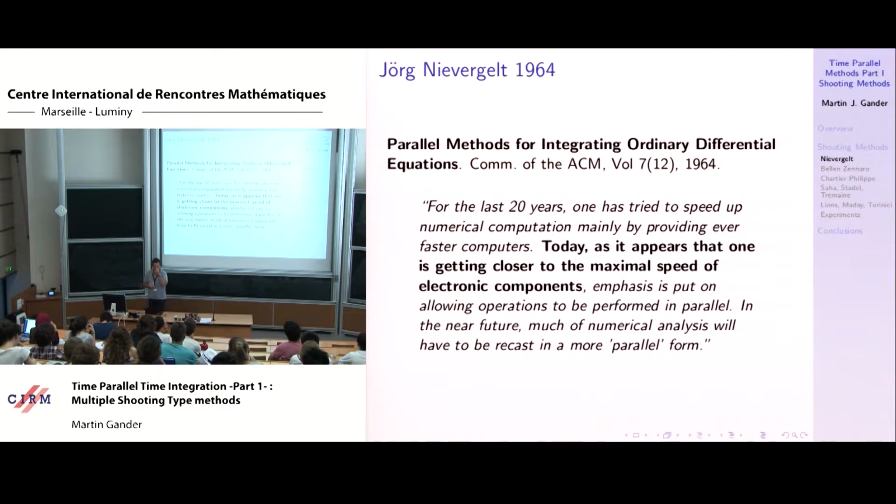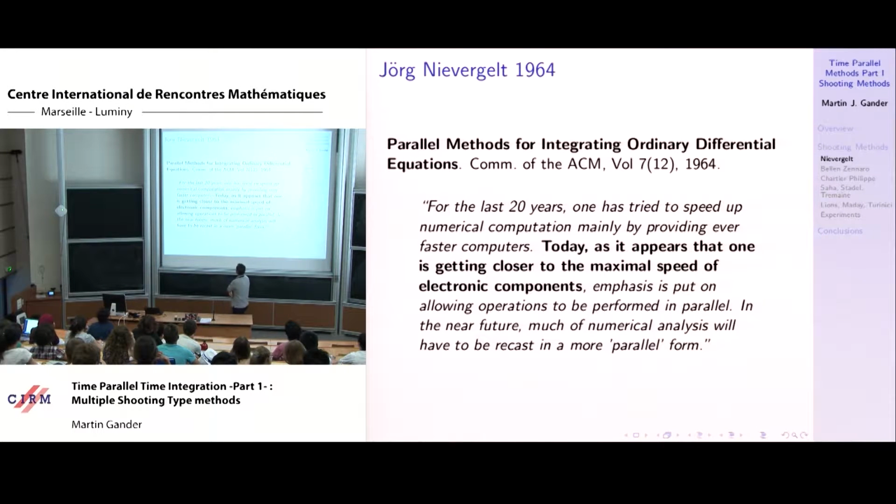So the first was this Nievergelt paper, 1964. Nievergelt was to become a professor of mathematics in Zurich at ETH, during the time I was a student, but I never had a course of his. I don't know why it didn't happen. It just didn't happen. He was a postdoc in the US at that time.